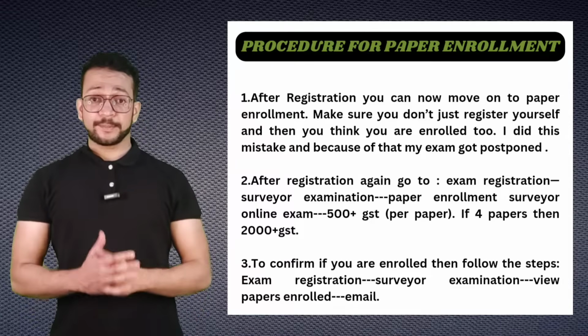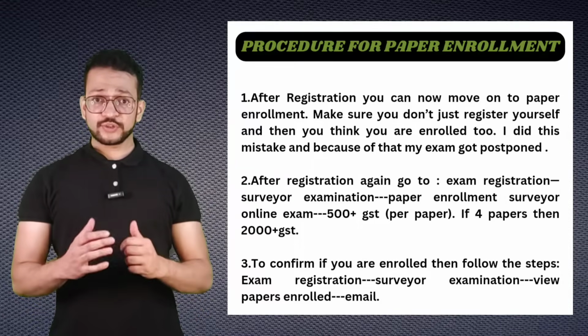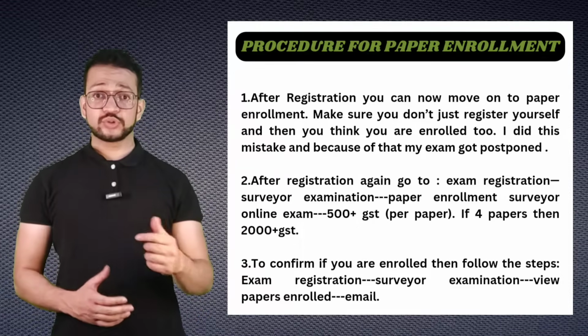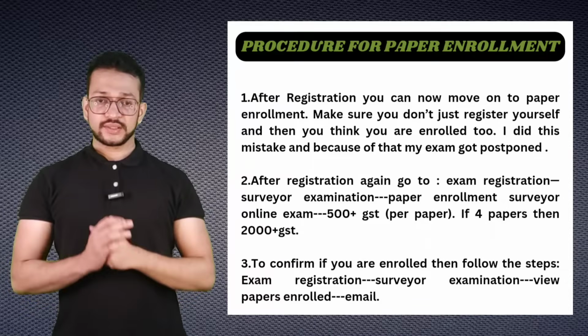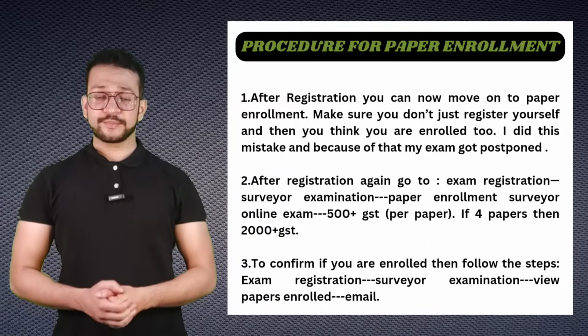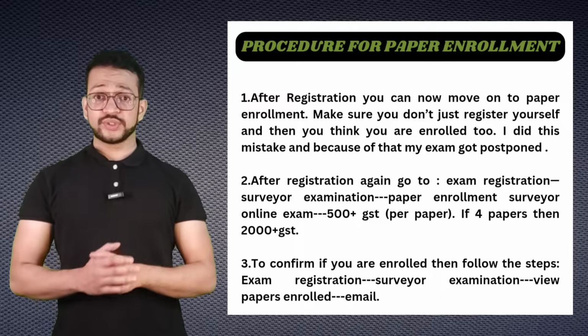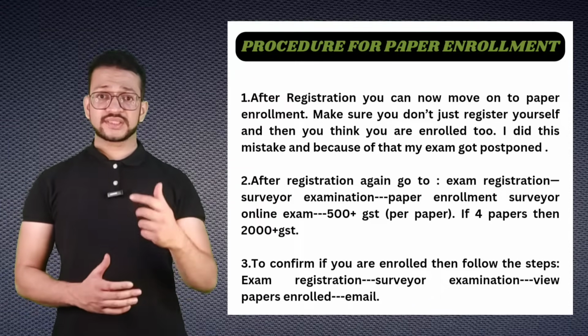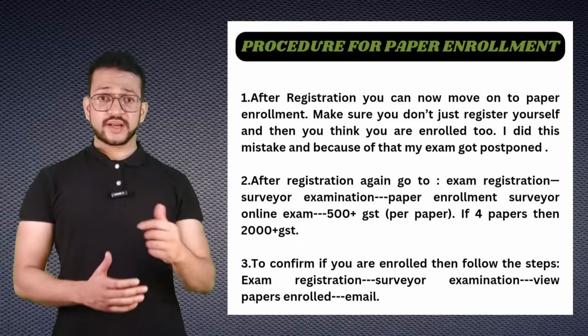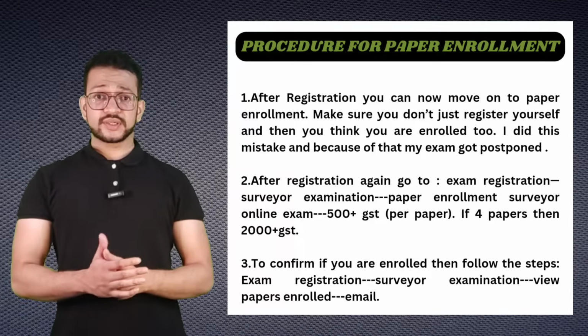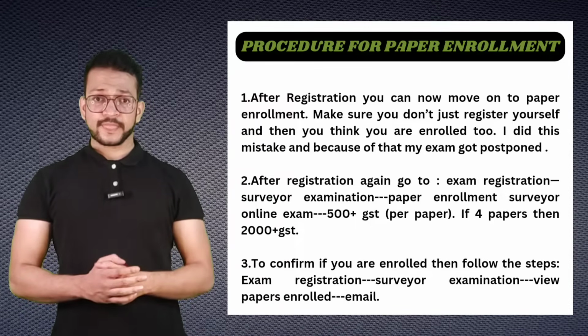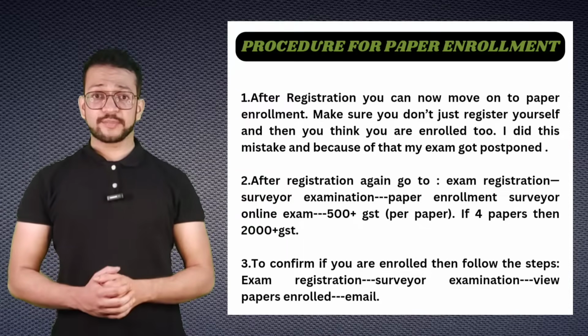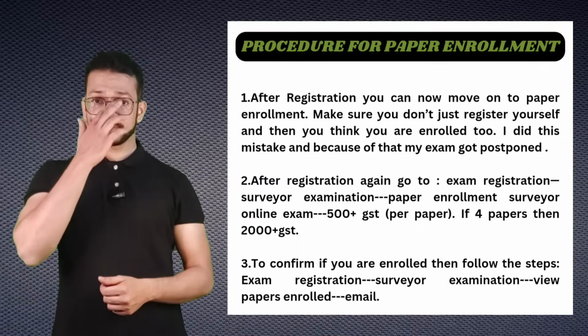Now let's discuss the paper enrollment. After you have registered yourself, you need to do the paper enrollment also, and the procedure is the same. You need to go again to exam registration, then surveyor examination, and in that you need to select paper enrollment surveyor online exam. And now you would be able to select the number of papers you want to give in one attempt.